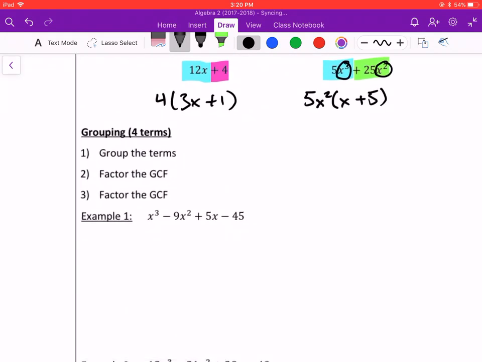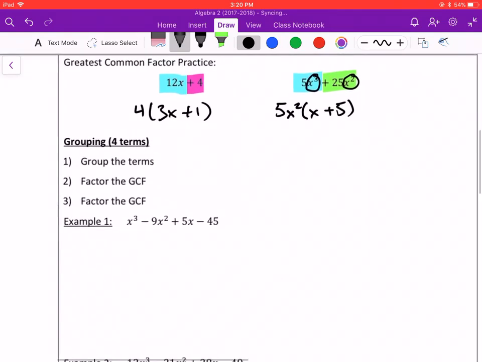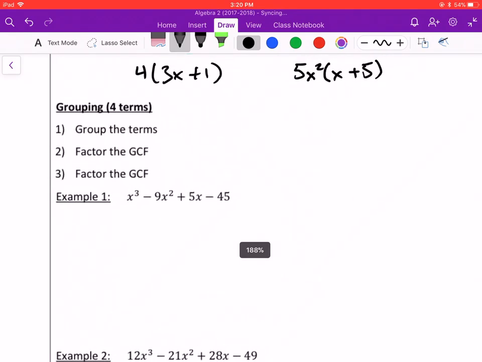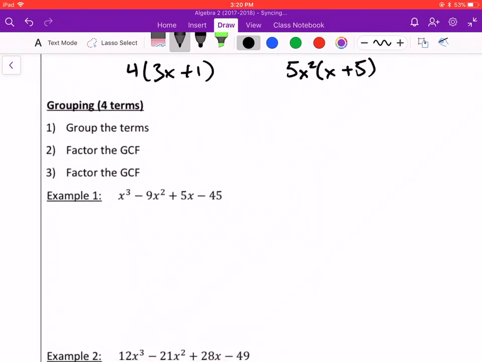Now let's go to grouping. There are really 3 steps. You group the terms, you factor out the greatest common factor, and then you factor out the greatest common factor again. So we're going to group them and then take the greatest common factor of each group. There are going to be 2 groups. Grouping always deals with 4 terms. If it's 4 terms, or if you can split it up into 4 terms, you're set to go with grouping.